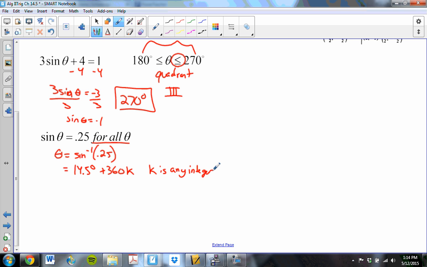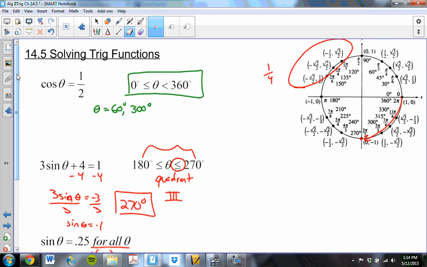And that accounts for having 2 circles or 12 circles or -3 circles, going around over and over and over. And that gives us most of the values that work. And here's where those reference angles are so important.